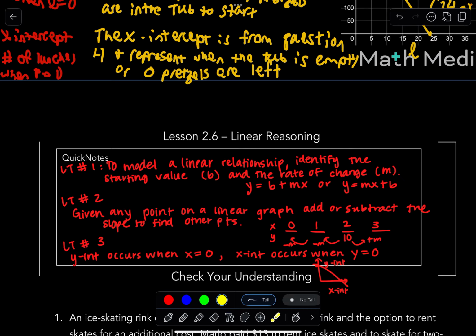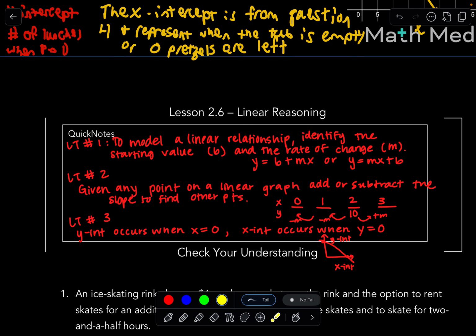Learning target number 2, given any point on a linear graph, add or subtract the slope to find other points. Okay. I'm not a big fan of this. So they're saying if we had 2, 10 that we know, and we know the slope, so we can add 1 to x and we add m to 10. Or if we go in the opposite direction, we will subtract m. So it'll make more sense if you just do a few problems, okay?